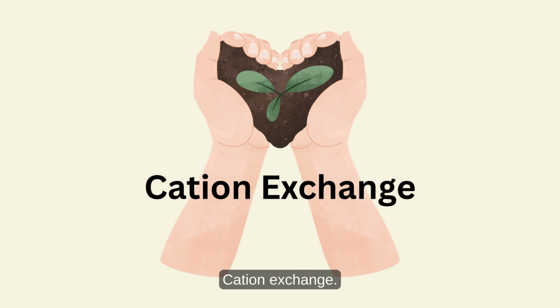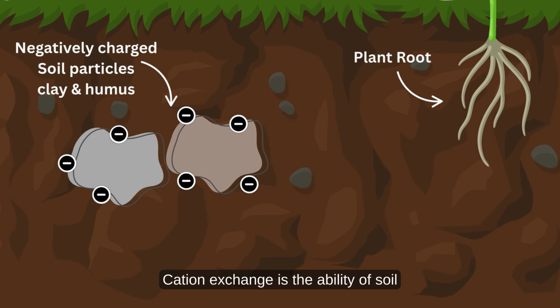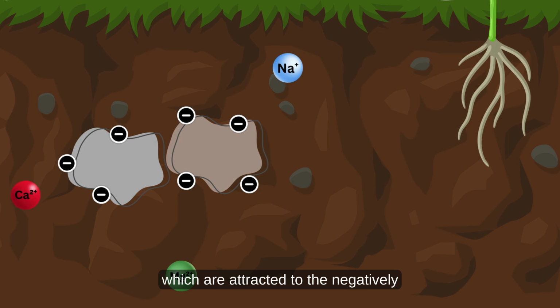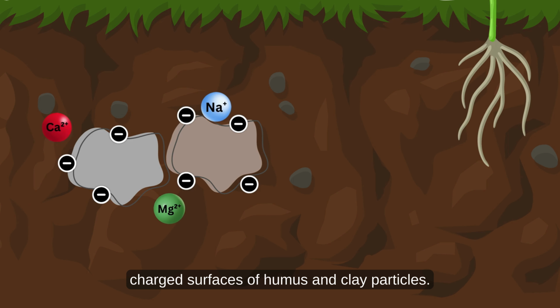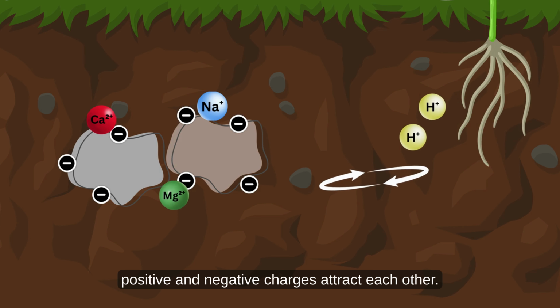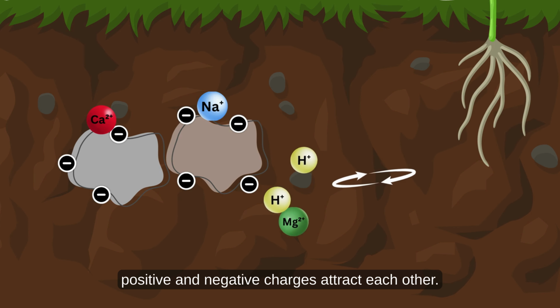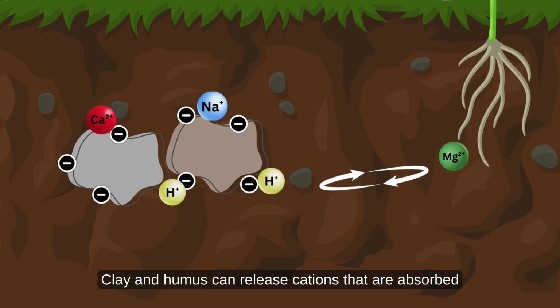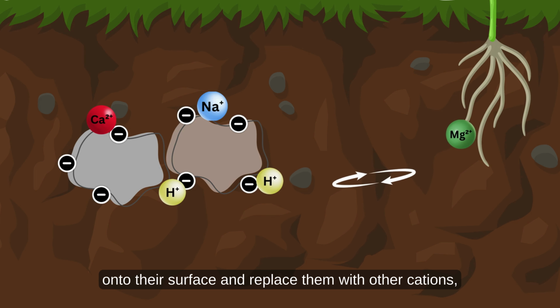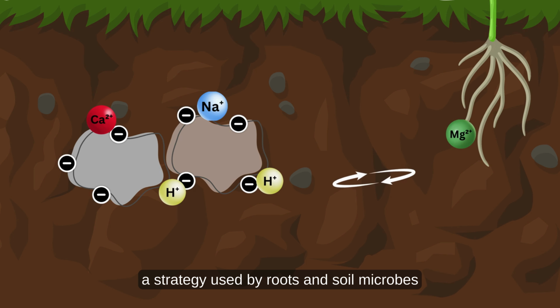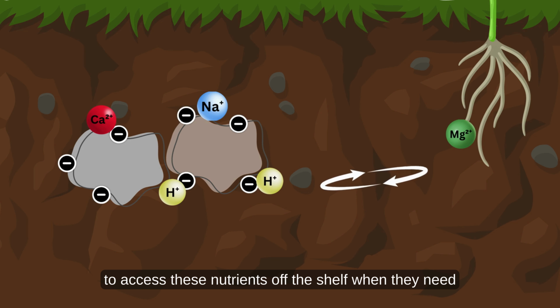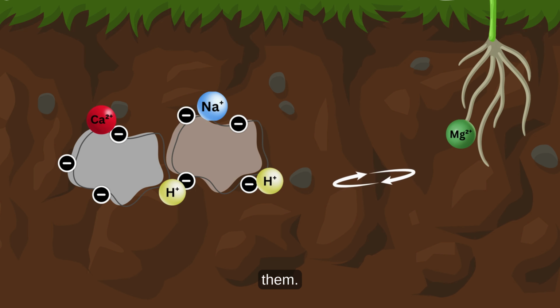Cation exchange. Cation exchange is the ability of soil particles to attract, retain, and release cations, which are attracted to the negatively charged surfaces of humus and clay particles. As you know, positive and negative charges attract each other. Clay and humus can release cations that are absorbed onto their surface and replace them with other cations, a strategy used by roots and soil microbes to access these nutrients off the shelf when they need them.